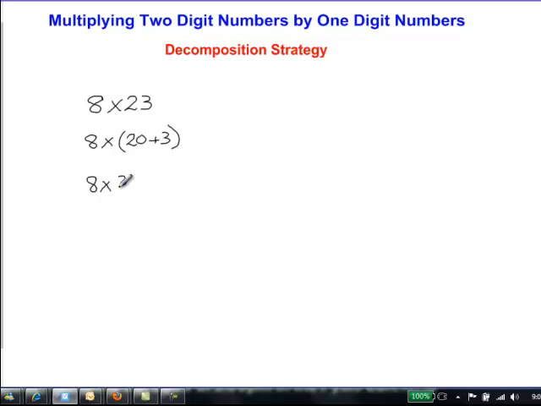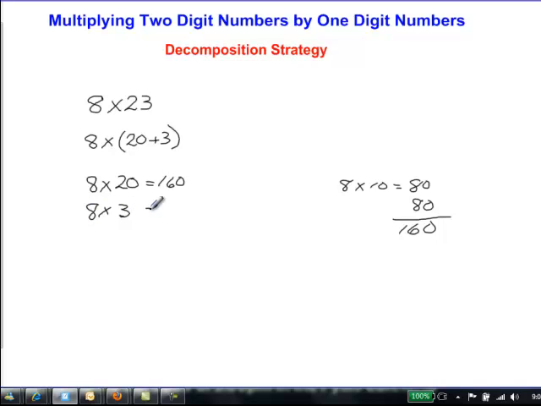8 times 20, which is straightforward because 20 is a multiple of 10. Since 8 times 10 equals 80, and 20 is 2 tens, 8 times 20 is 80 plus 80, or 160. Next, I multiply 8 by 3 for a product of 24.